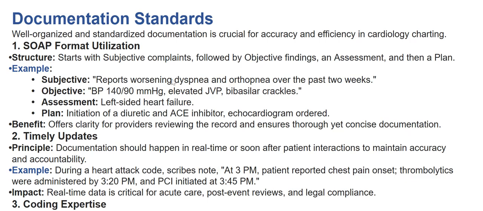Example here: subjective, reports worsening dyspnea and orthopnea over the past 2 weeks. Objective here: blood pressure 140 over 90 mmHg, elevated JVP, basilar crackles. Assessment here: left-sided heart failure. Plan: initiation of a diuretic and ACE inhibitor, echocardiogram ordered. Benefit here: offers clarity for providers reviewing the record and ensures thorough yet concise documentation.